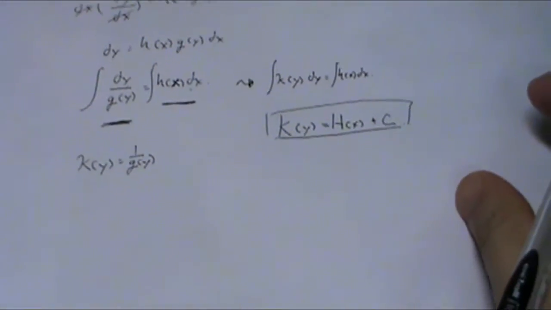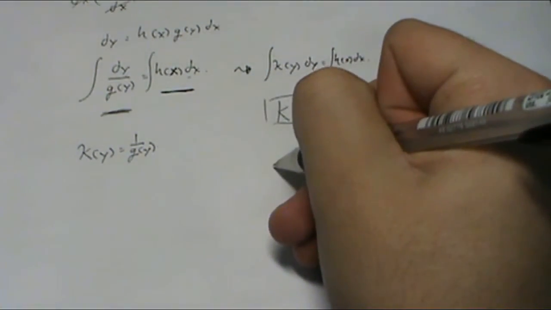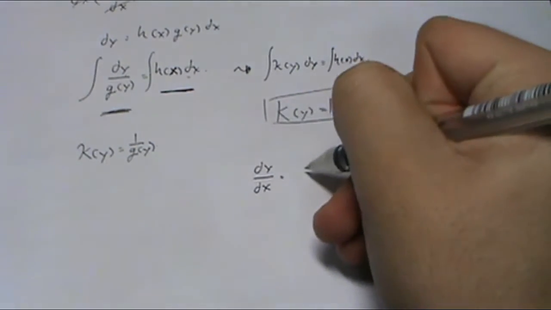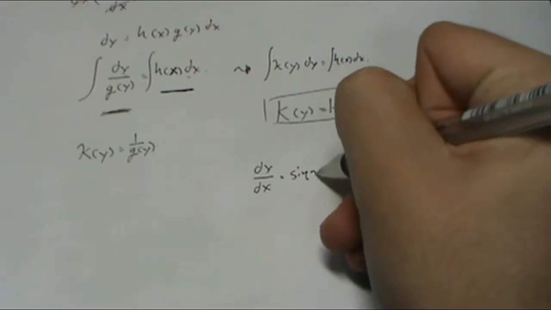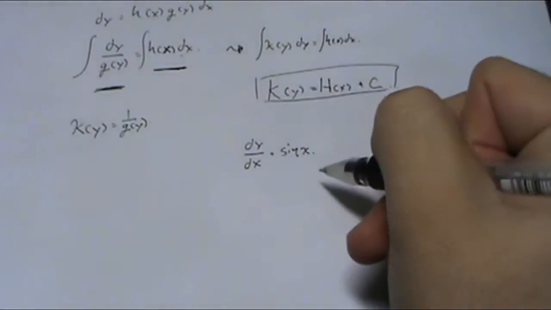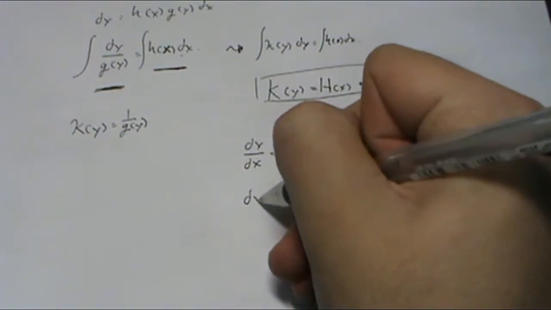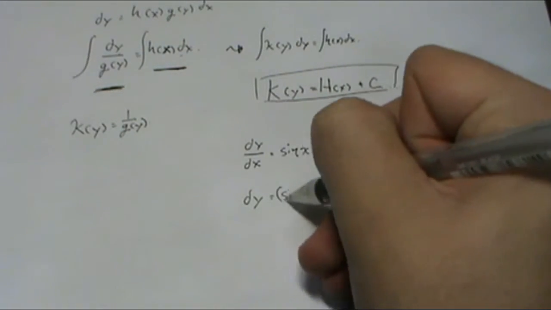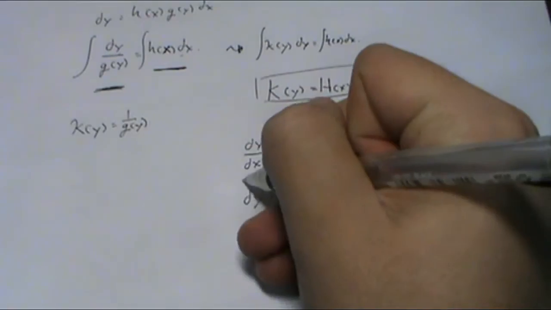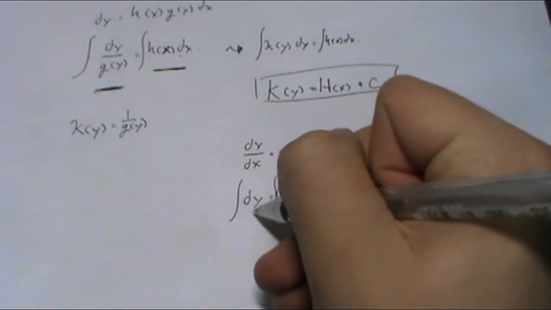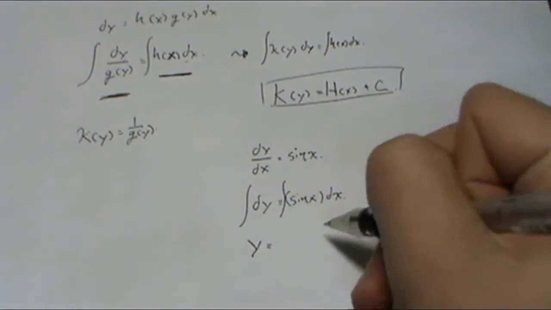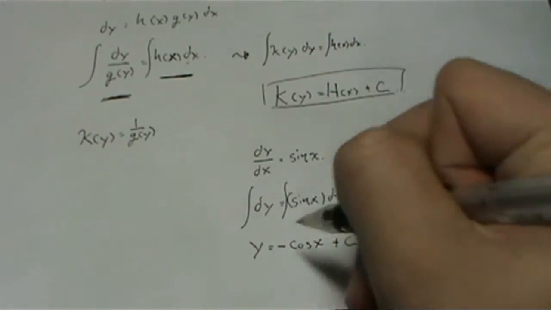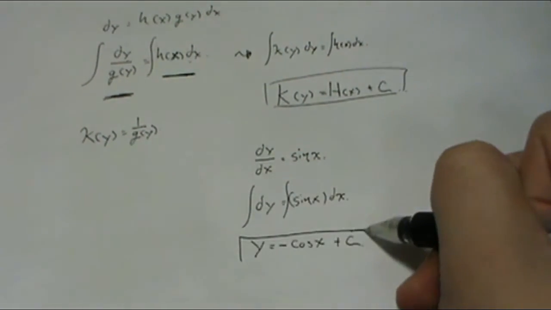So now let's go for little examples. First, a very easy example. Let's have dy over dx equal to sine of x. Now first we multiply by dx. So we have dy equal to sine of x multiplying dx. Now we integrate both sides, and the integration of dy is just y. It's equal to minus cosine of x plus c. And this is our answer.